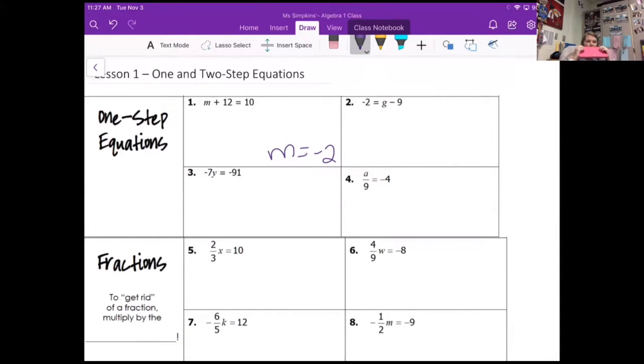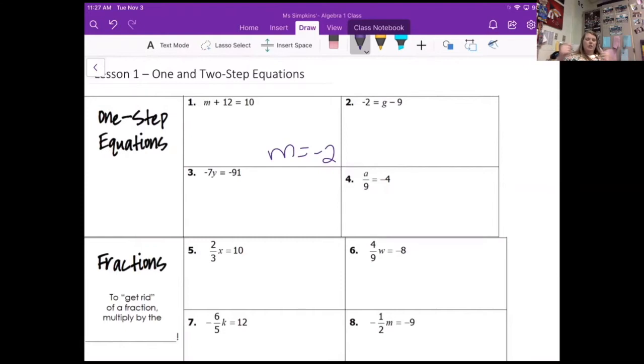Thanks, Nihal. Okay, so Tatum says an equal sign, but we started with an equal sign. M plus 12 equals 10. So the equal sign doesn't necessarily mean that I'm done. All right, let's keep going.